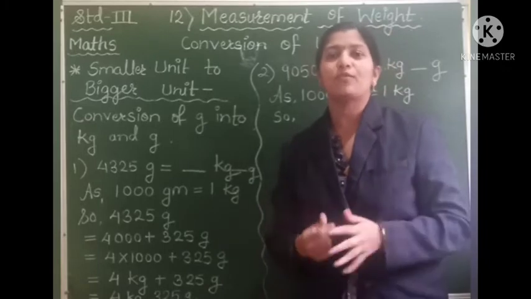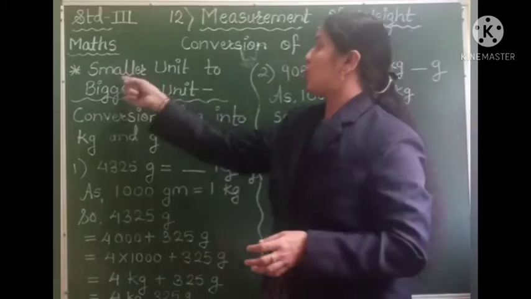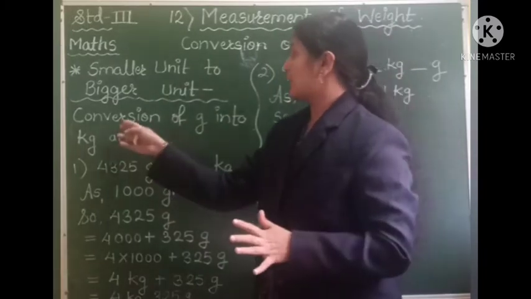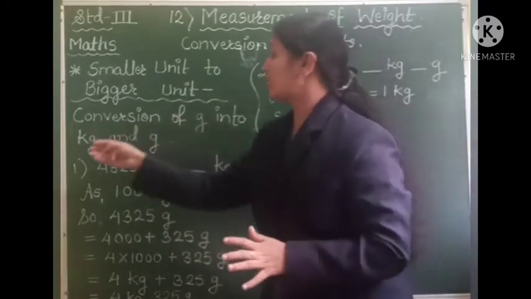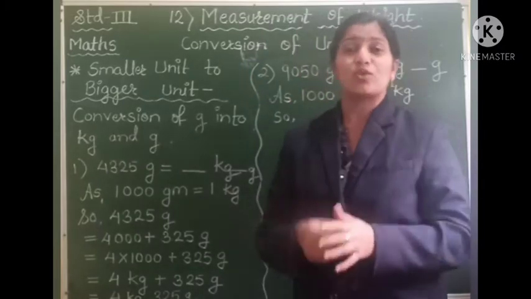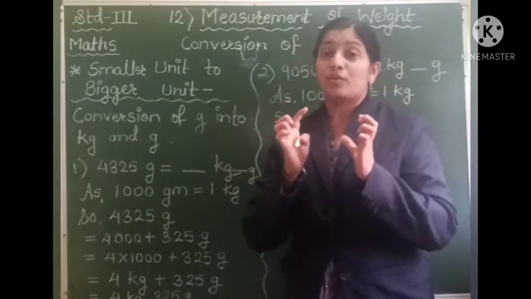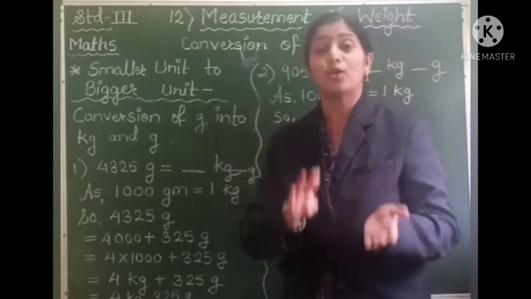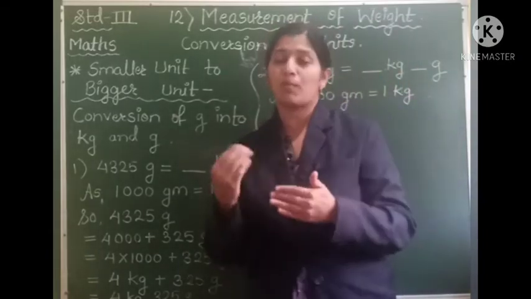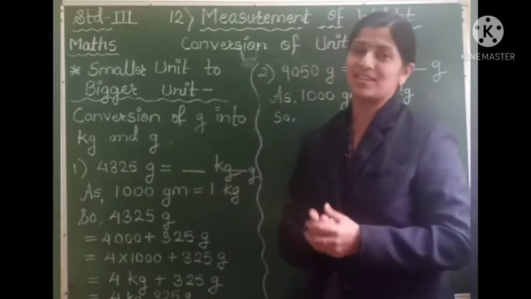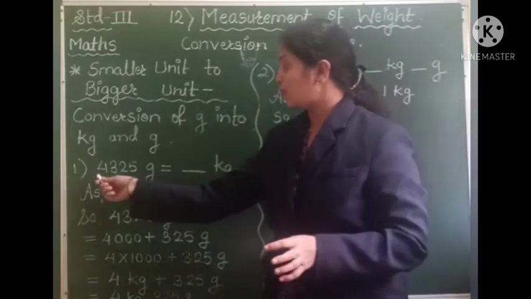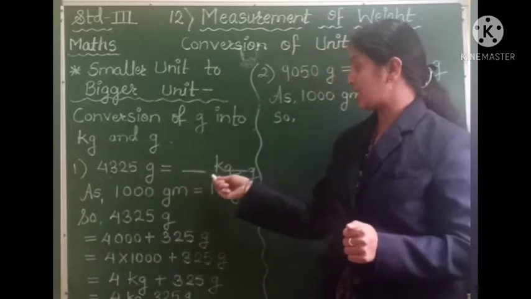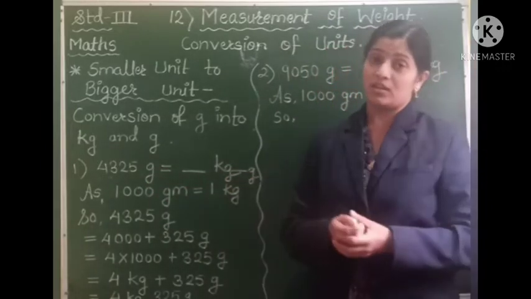Okay students, so now we are going to convert smaller unit to bigger unit. So now the question is conversion of g into kg and g. So now we have to convert the weight of some object which is given in grams. We have to convert it into kilograms and grams, just opposite to what we did earlier. So the question is 4325 gram is equal to dash kilogram dash grams.